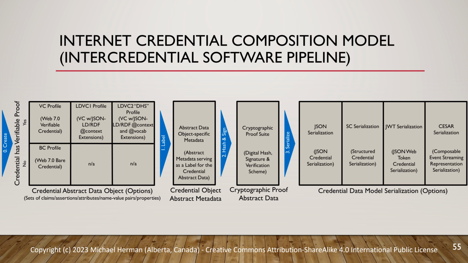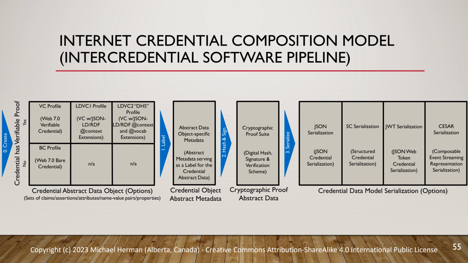Then we see the blue arrow labeled Step 1, label. If we think of the properties that we've just described as part of the credential abstract data object, think of those as sitting in a bag or a sack. We need to attach metadata, things like the credential type, to those properties. And so in the labeling step, we add the abstract data object specific metadata, which we sometimes call a label, and we call the process labeling.